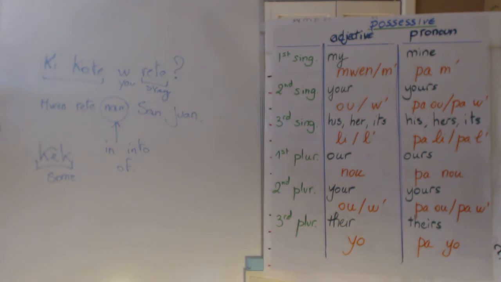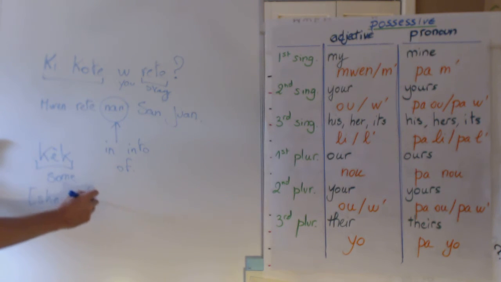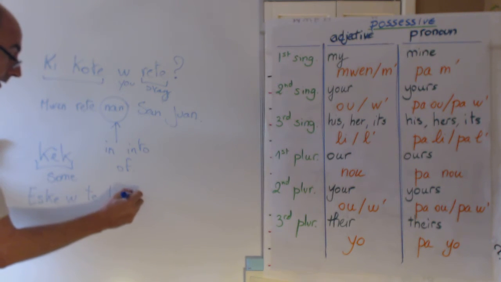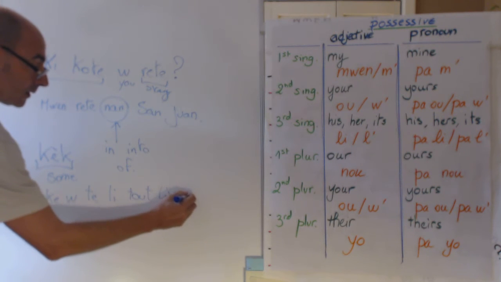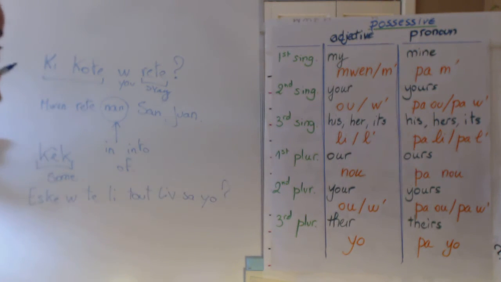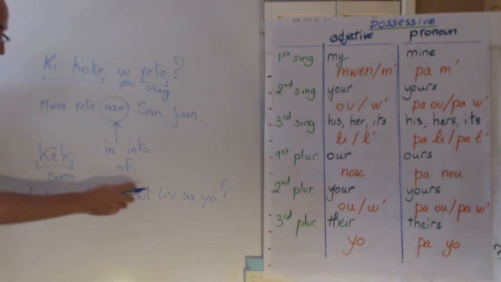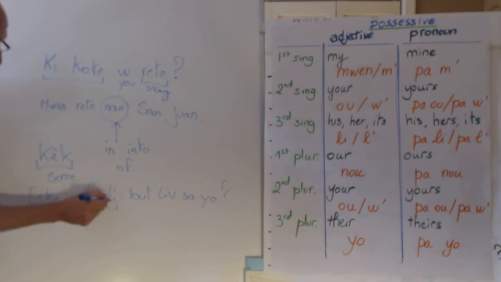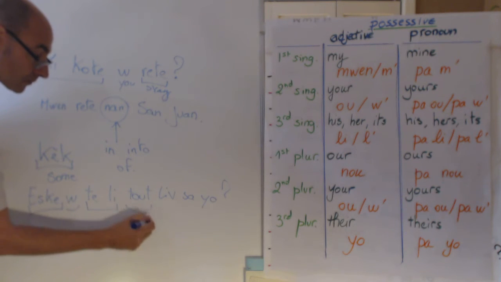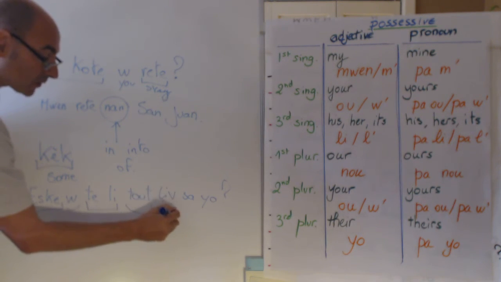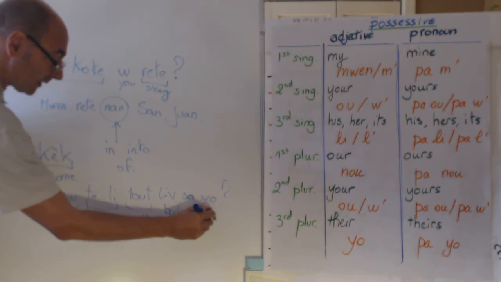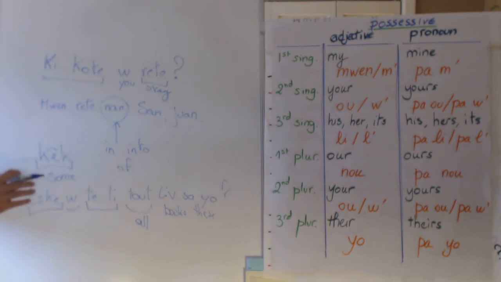How would we say, did you read all these books? Est-ce que tu as lu toutes ces livres? Okay, what do we have here? It's an Èske question. So Èske, and after that we have the regular structure, subject, verb, object. So subject, ou, te li, did read, so the past, did you read? Tout, all, livre sa yo, books, these, right? Èske ou te li tout livre sa yo?